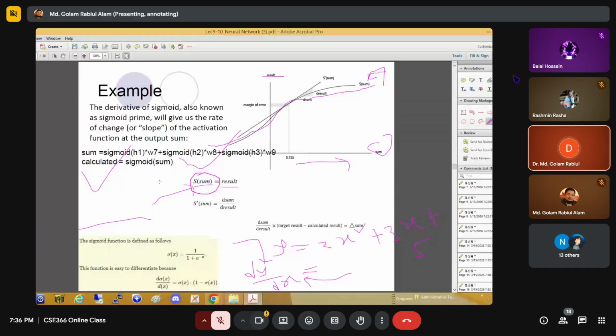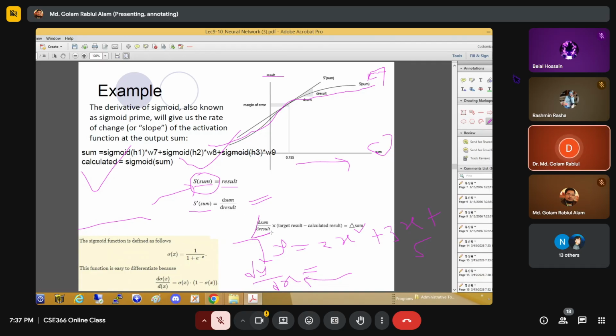So this is our sigmoid function. Now we need to take the derivative of our sigmoid function. S prime of the sum is the derivative of the sigmoid of the sum, that is d sum by d result. Okay, d sum by d result. Now d sum by d result is the rate of change of result based on the delta sum.